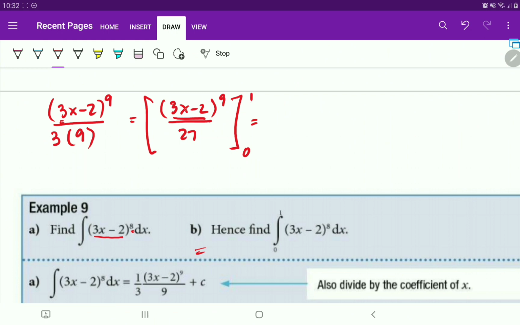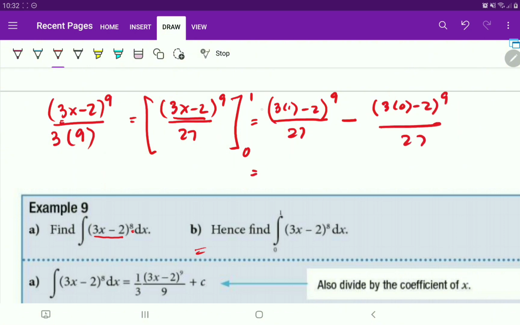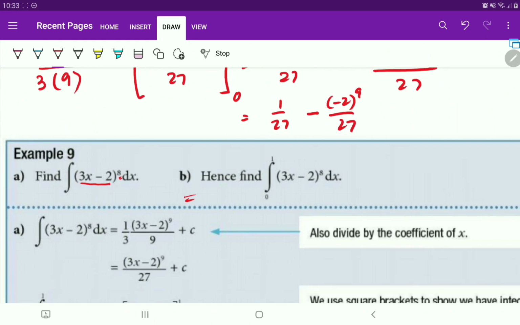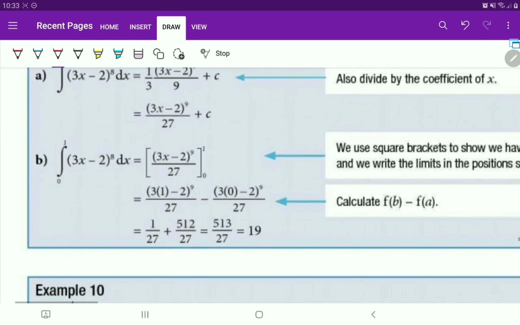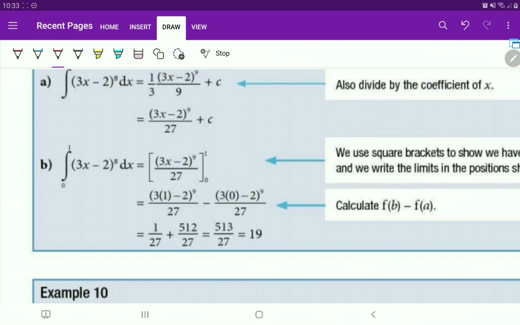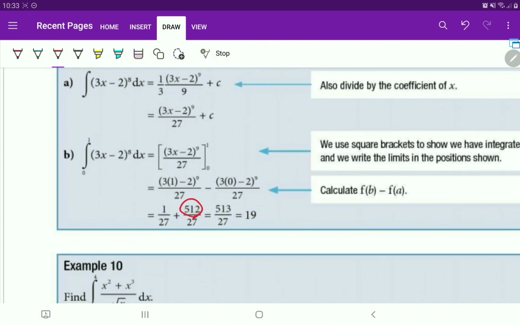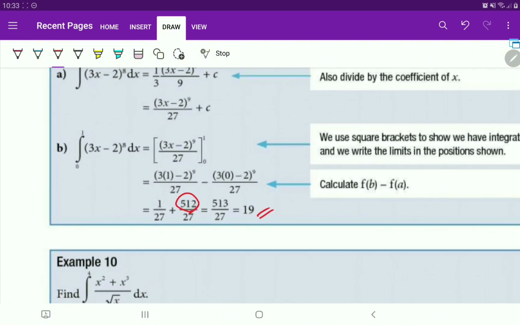So if x is equal to 1, this will be equal to 3 times 1 minus 2 all over 27, this is raised to the 9th power, minus, if x equals 0, 3 times 0 minus 2, raised to the 9th power, all over 27. Then you need to simplify. This is now 1 to the 9th, or 1 over 27, minus, this is 0, negative 2 to the 9th over 27. I have no calculator, let's try to look at here. Yeah, it says negative 512, because negative 2 to the 9th is negative 512, over 27, that is now the answer, alright?